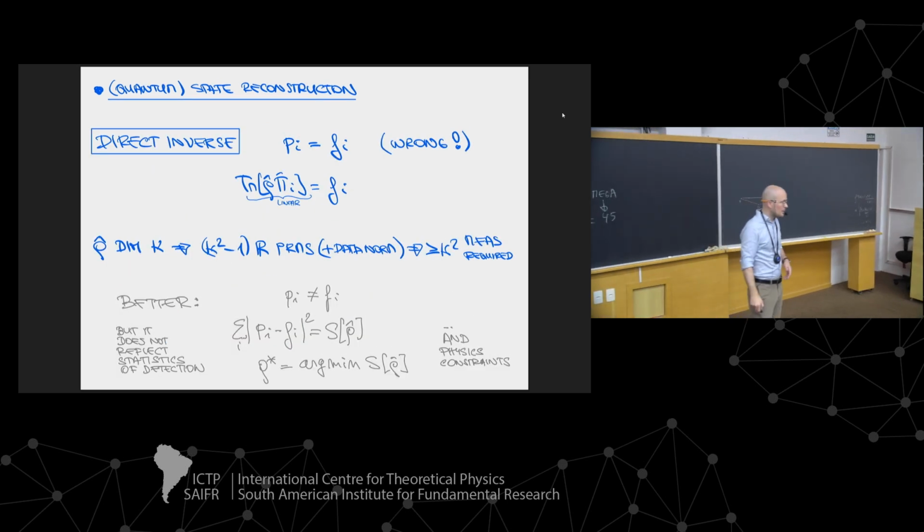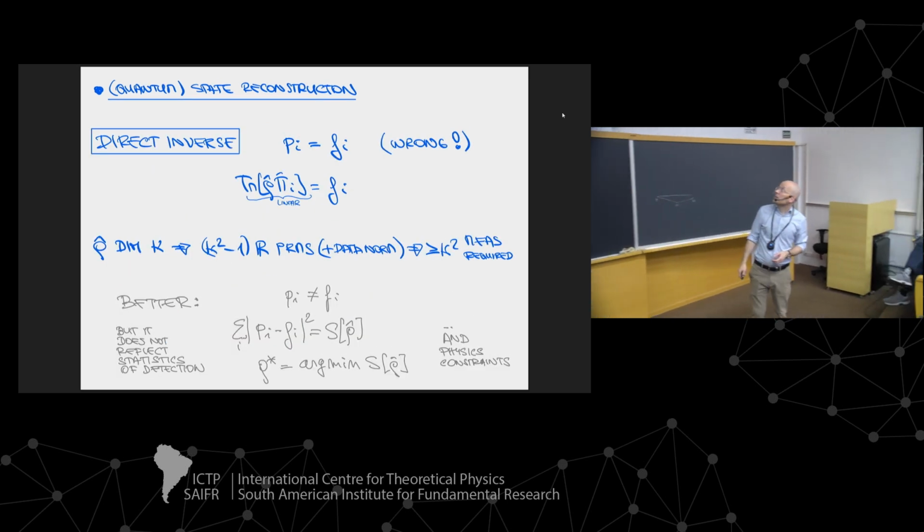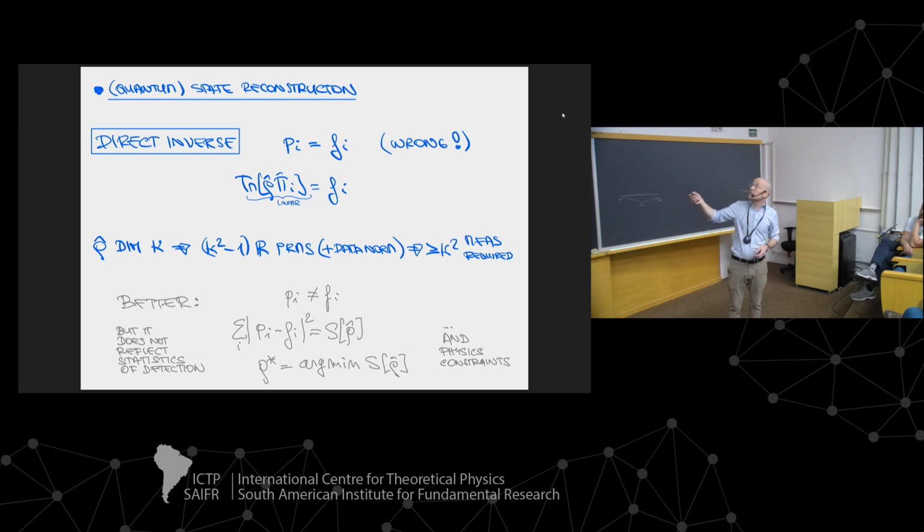Okay, so we have measurement data. We have our theoretical model, ideal probabilities. This part, the theoretical probabilities, is a linear function of our unknown state.